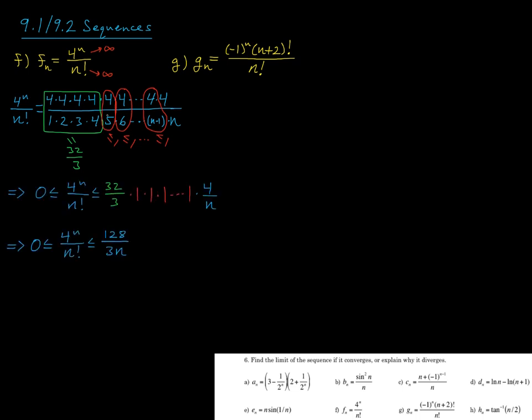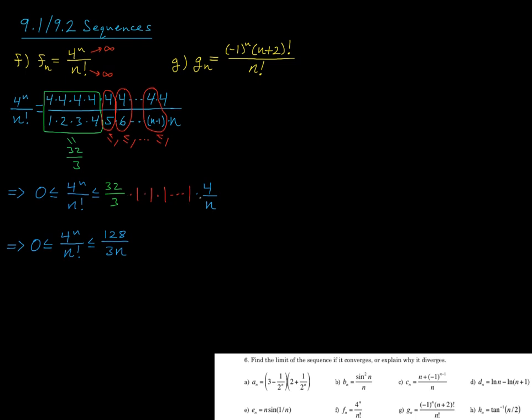Now from this grouping here, we can say that 4 to the n over n factorial is going to be bounded above, in other words, less than or equal to 32 thirds. That's just this chunk. And then here I'm just replacing each one of these ratios by 1. Since each one of these is less than 1, notice this is not an equality, but a less than or equal to inequality. We're saying this thing is smaller than this, where I've just replaced these with a bunch of 1s. And then I still have my 4 over n.